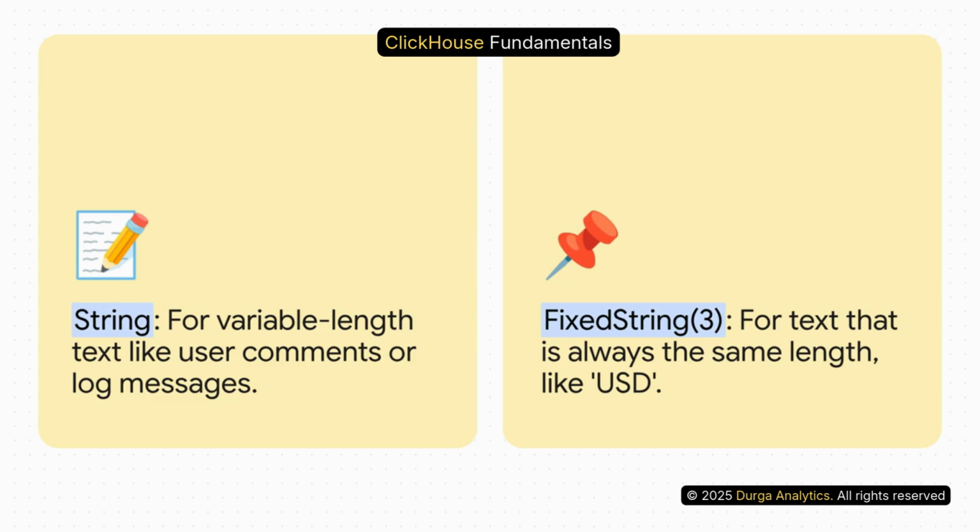This is a great little optimization because it tells ClickHouse, hey, you can skip checking the length of every single value in this column, which gives you a small but very real performance bump across millions of rows.